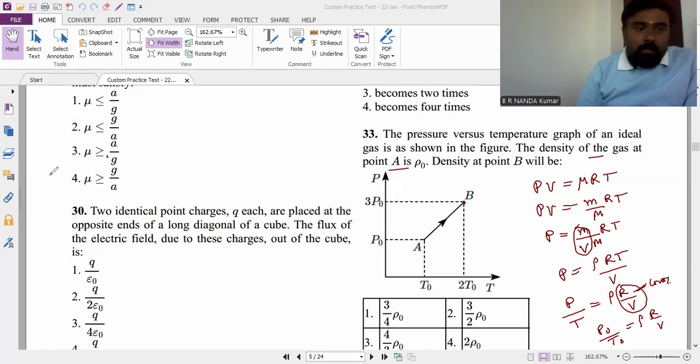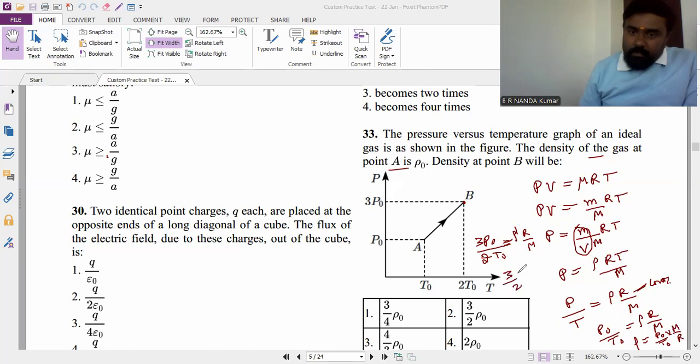This is the molar mass. It's not V, it's R by M. So in the second case, 3P naught divided by 2T naught is equal to rho dash times R by M. So rho naught is nothing but P naught by T naught into M by R. So 3 by 2 rho naught is rho dash. The right answer is the second option.